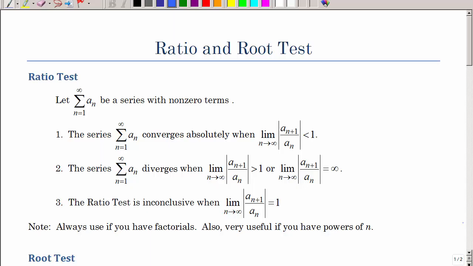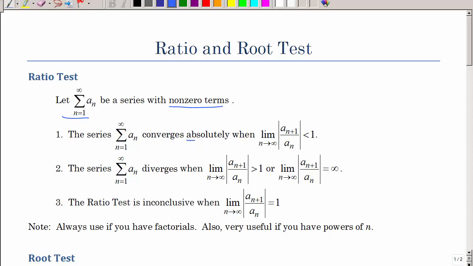We are down to our last two tests. I think if you count, this would make number 9 and 10. We're going to look at the ratio and root test. So we have a series that has non-zero terms.